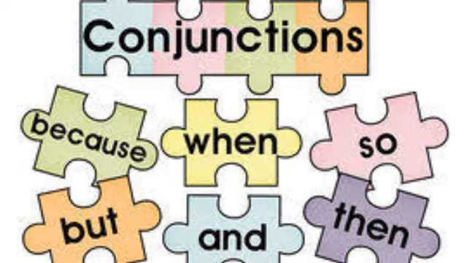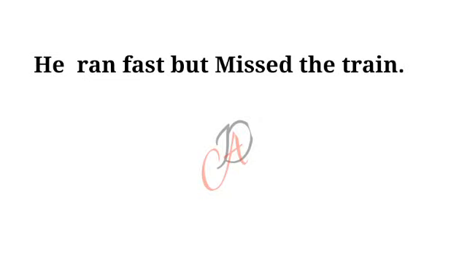Conjunctions are useful in writing and speech to connect related ideas together, and they help us make our sentences shorter, less repetitive, or less confusing. Let's look at the examples. He ran fast but missed a train. And the conjunction in the given sentence is but.